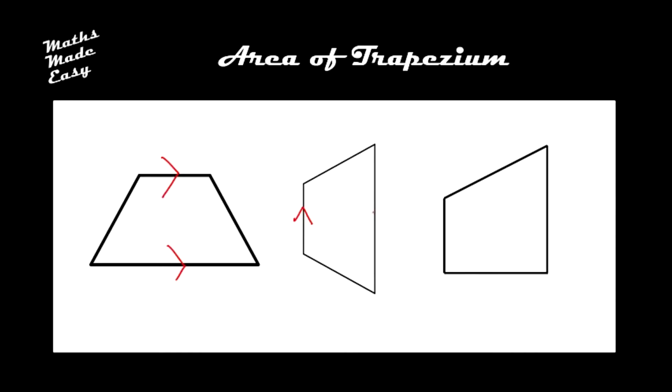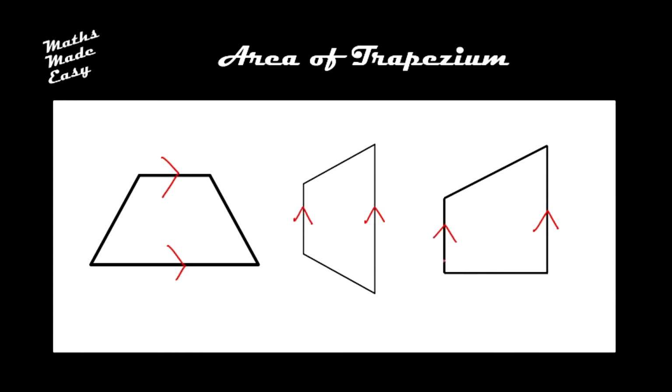This one looks fairly similar, just on its side, but again we have two parallel lines. These two are parallel, the other two are not. Therefore it's a trapezium. It's got four sides as well. And this one here is also a trapezium. We've got the set of parallel lines like that, and then the other two sides.